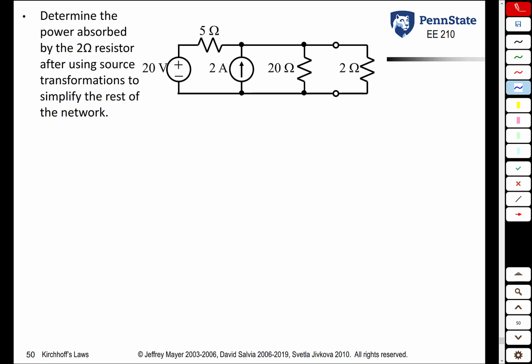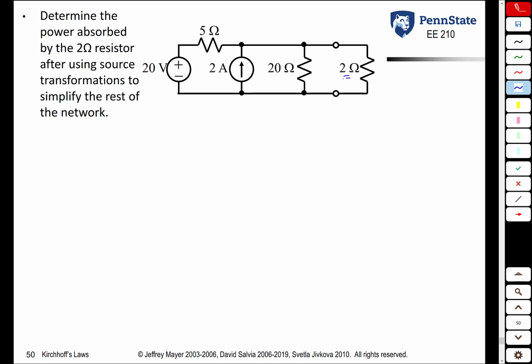So if we look at this problem, we're asked to determine the power absorbed by the 2 ohm resistor, and we're told in this problem to use source transformations to simplify the rest of the network. First thing I want to say here is that you do not have to use source transformations to solve this problem. You could do the ad hoc circuit analysis approach to try to fumble through and find the answer. You could do nodal or mesh analysis, techniques we have not learned yet, to solve this.